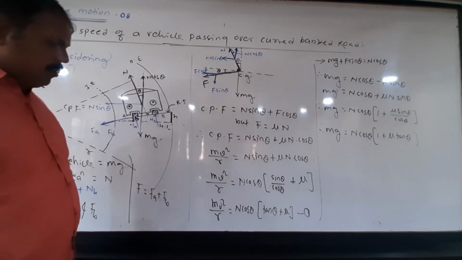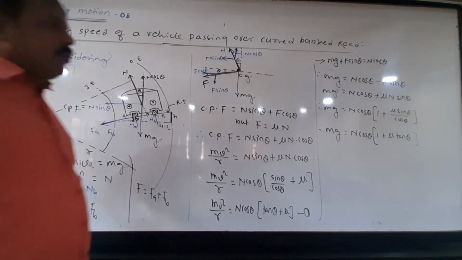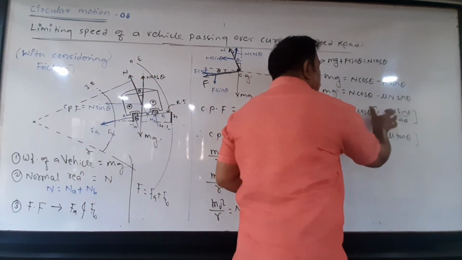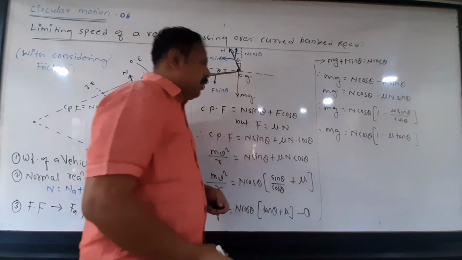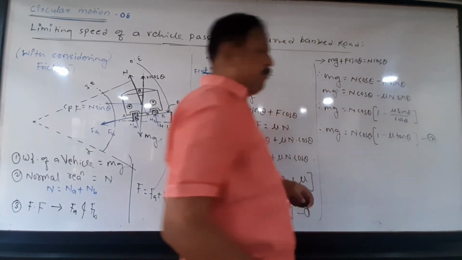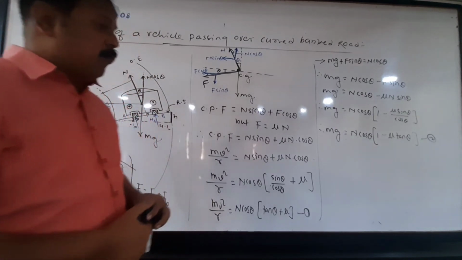Sorry, here it is minus, that's why it is also minus. This also becomes minus. We can say this is equation number 2. We have considered the normal reaction component as well as the frictional force.